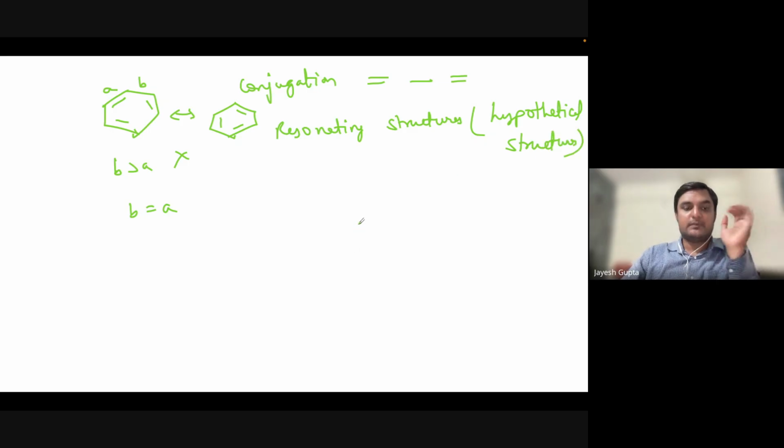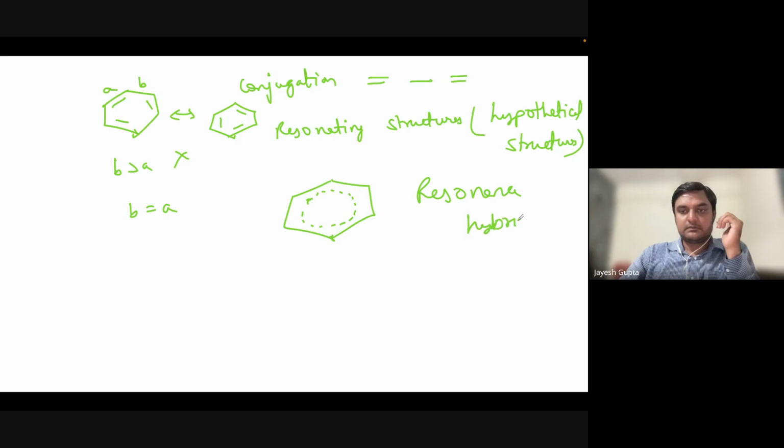They actually do not form. So there has to be one resonance hybrid, which is representing all the resonating structures. So this will be a resonance hybrid. This is representing both structures. So in this way, by resonance hybrid, you can see A equal to B.